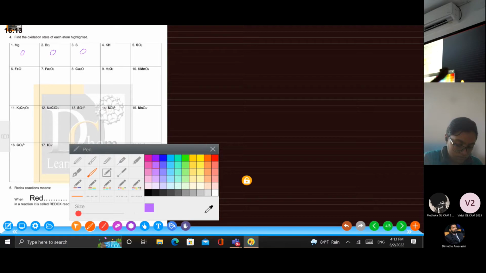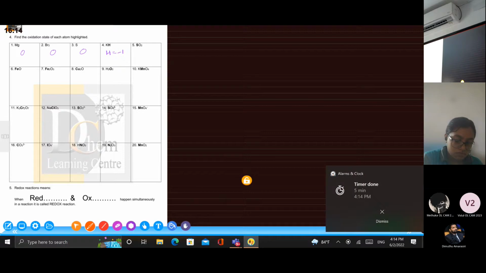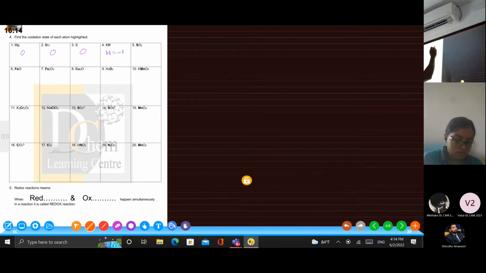And potassium hydride: hydrogen, actually, you don't have to do any calculation here. You can say -1 because it's attached to potassium, a metal, and hydrogen is the non-metal. Okay. And sulfur dioxide, sulfur is X. Oxygen, we don't know, -2 into 2 is equal to 0. X is +4. I'm not going to do the maths part here.